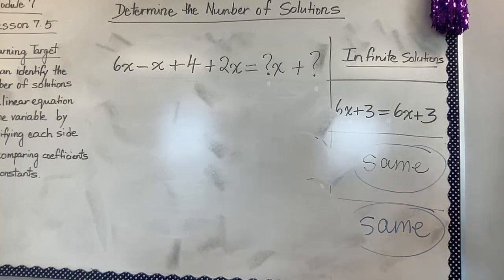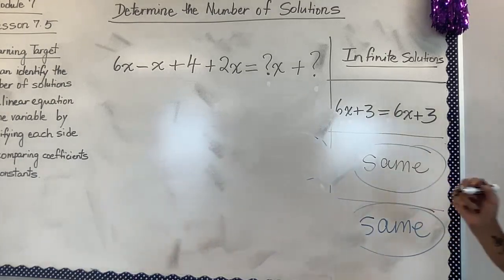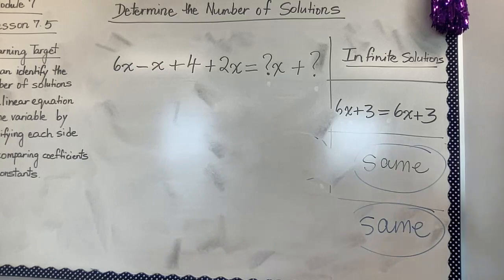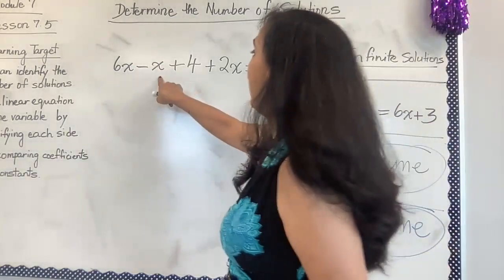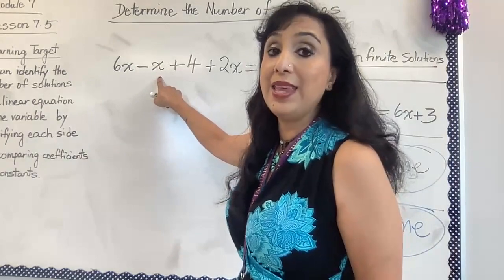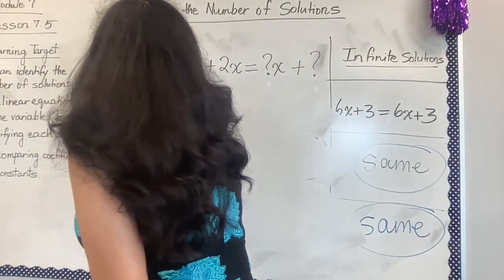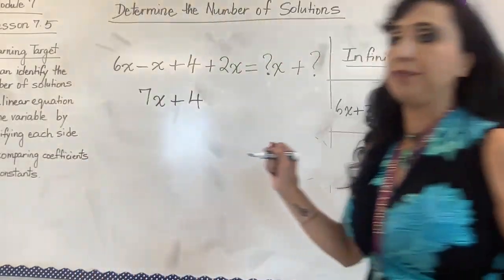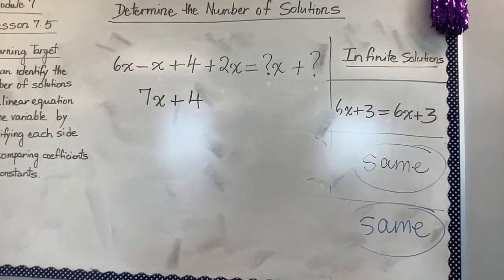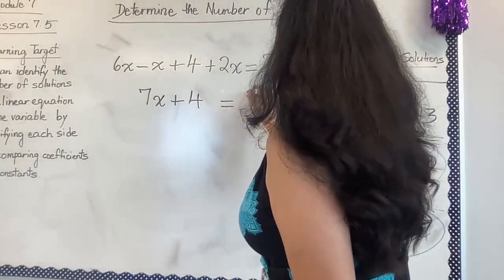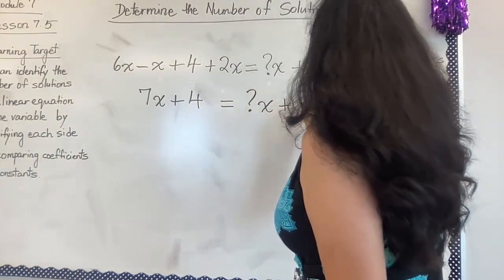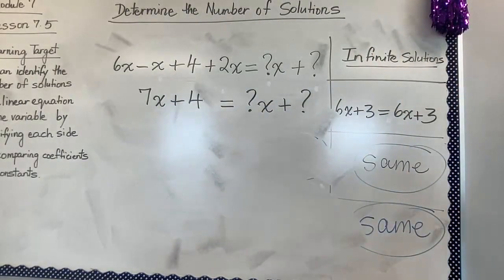So when I have this, I'm going to write the equation and combine the like terms. I have 6x, I have minus 1x, so that is 5x, and then I have plus 2x, so 5 plus 2 gives me 7x plus 4, right? 7x plus 4 is going to give me what x plus what coefficient in order to make this an equation that has infinitely many solutions.